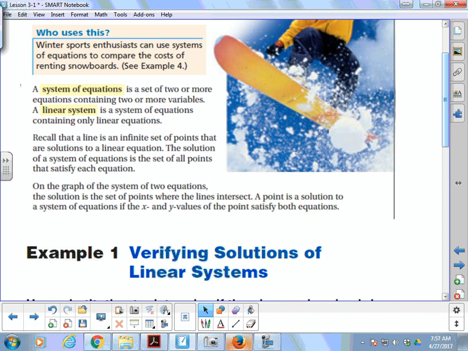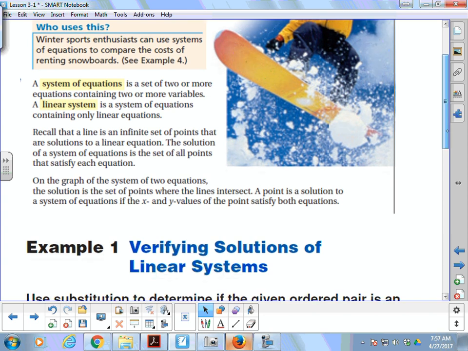Recall a line is an infinite set of points that are solutions to a linear equation. The solution of a system of equations is the set of all points that satisfy that system. If we have two linear equations, there are three situations that can happen. There's either one point where they intersect, or they don't intersect at all, or the two lines could actually represent the same line, and we have an infinite number of solutions. On the graph of a system of two equations, the solution is the set of points where the lines intersect. So we're looking for a specific point.